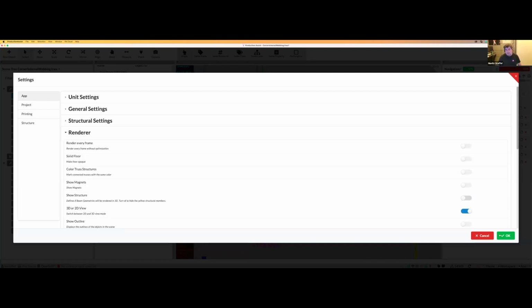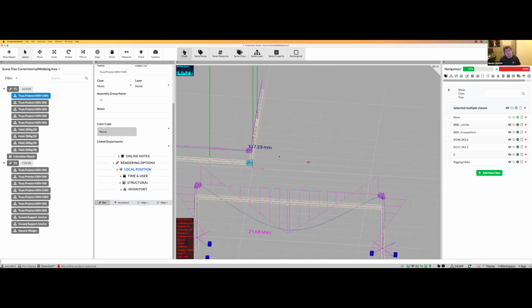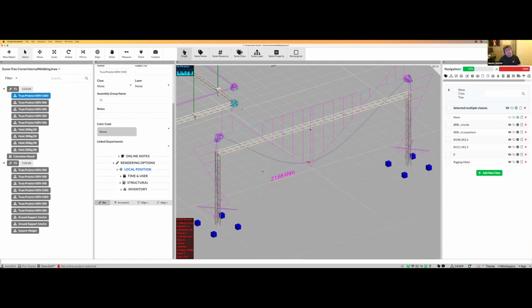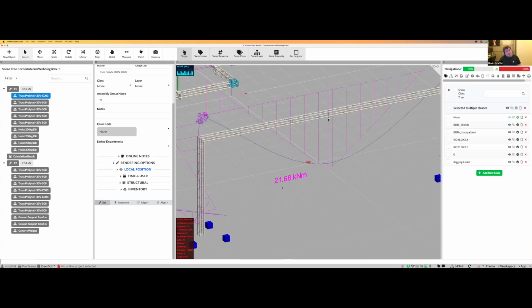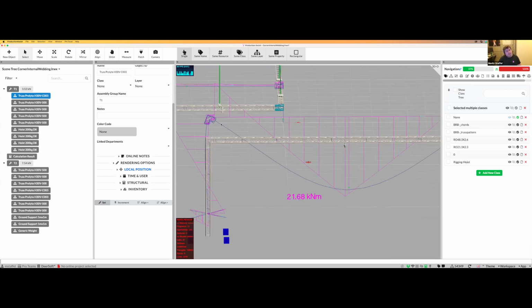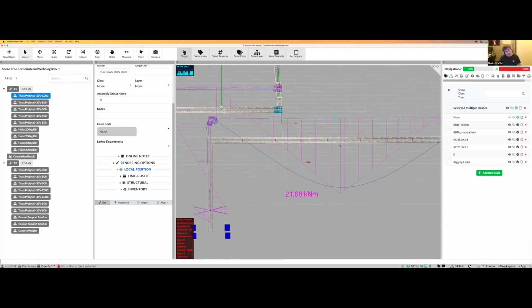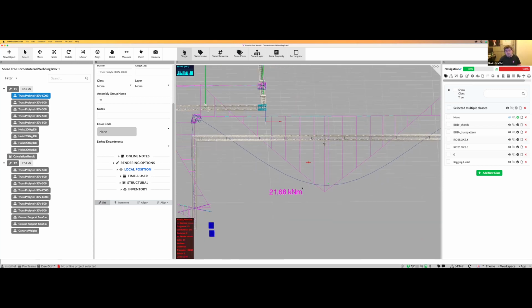Show structure, press OK in here. So you're seeing it in here with this. The important part that we are currently caring about is the so-called corner moment, which is on the end, and the so-called field moment, which is in here.